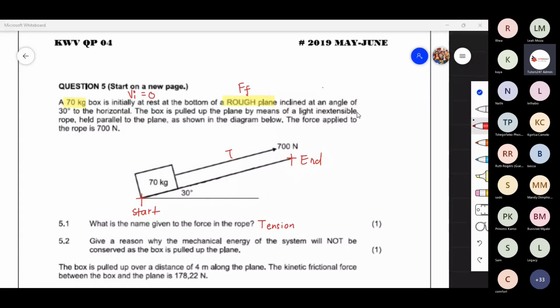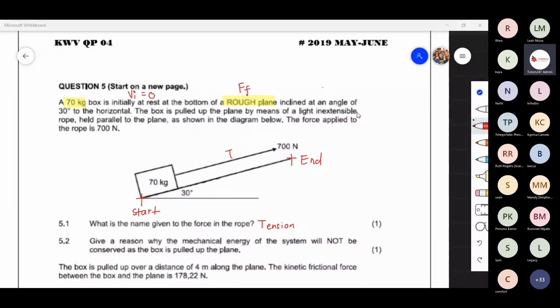So when we are dealing with frictional force, always keep in mind that you cannot use your conservation of mechanical energy formula. As long as friction is involved in the scenario, in the question, do not use your conservation of mechanical energy formula, okay? We'll go through our mechanical energy formula in more detail in next week's class. That is part of our conservative and non-conservative forces that we'll have a look at, okay?